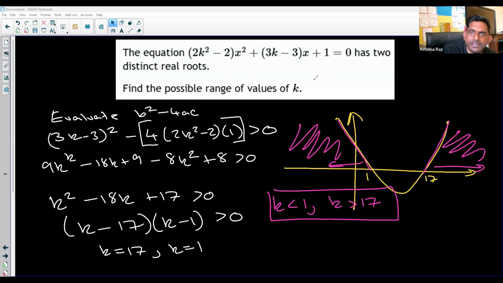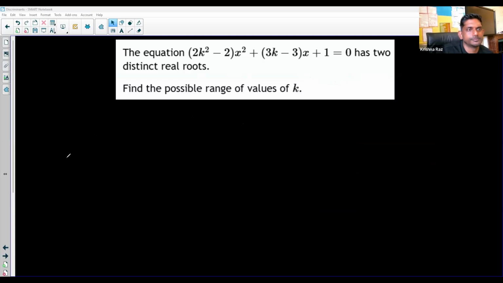So find the range of values. K is less than 1, or more than 17. Yeah? Excellent. Let's do one more.